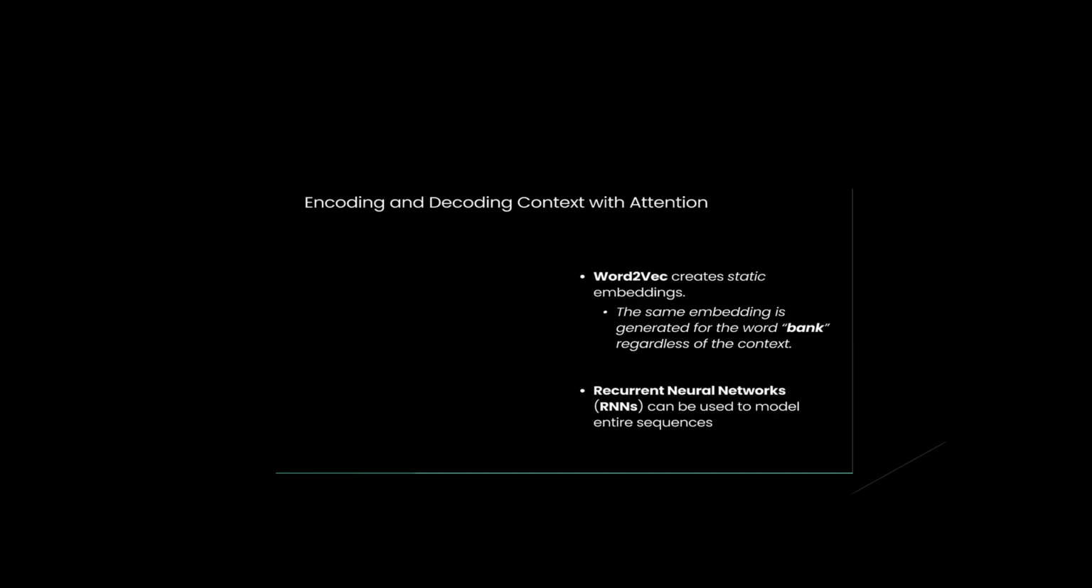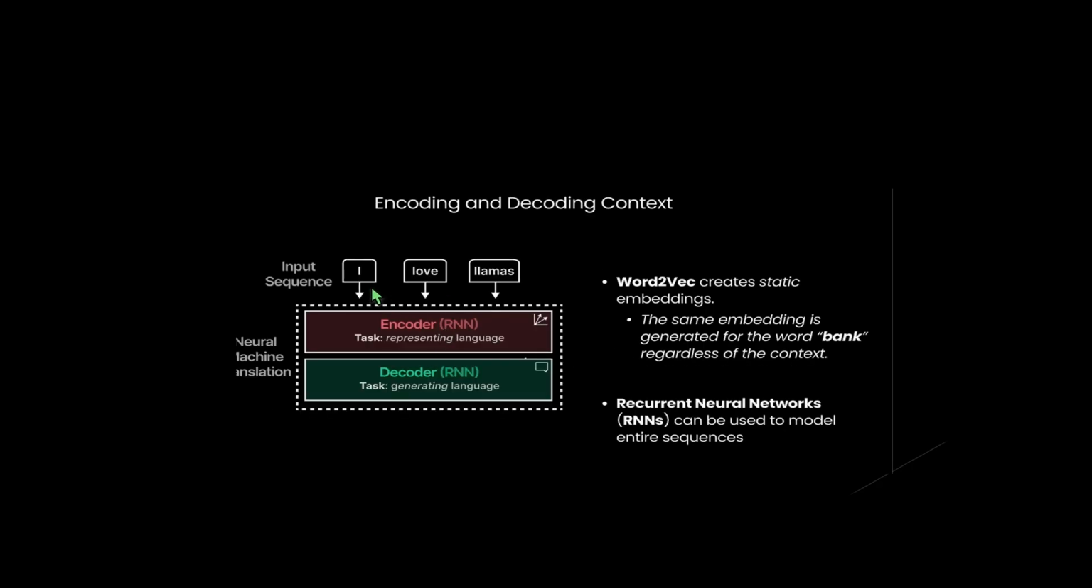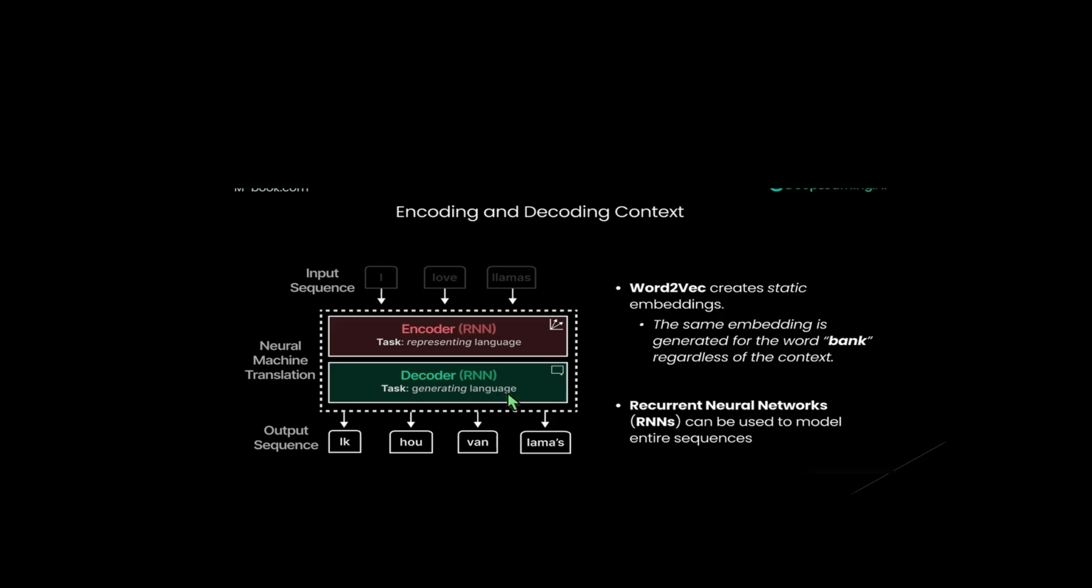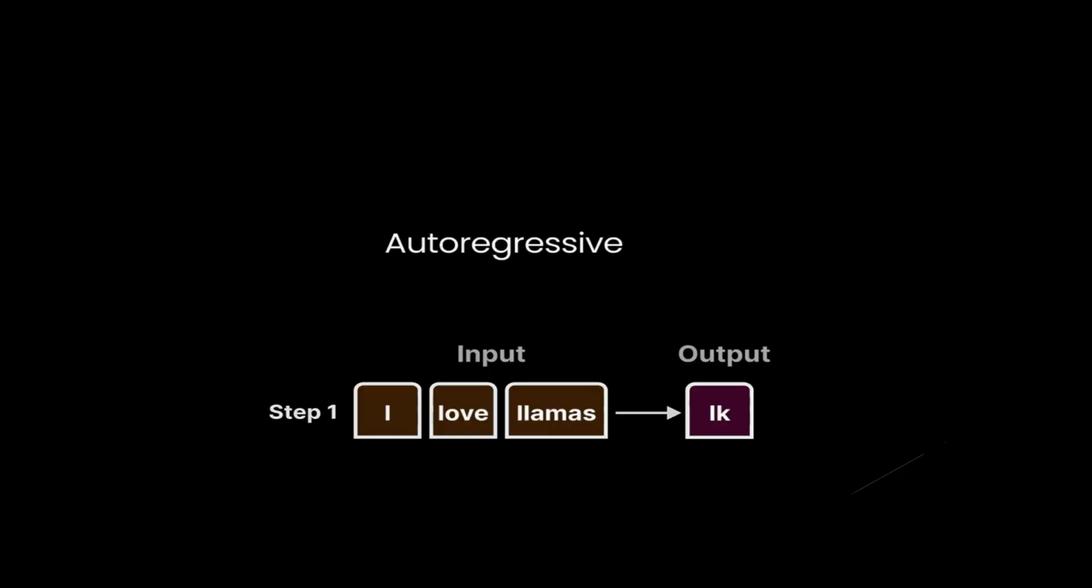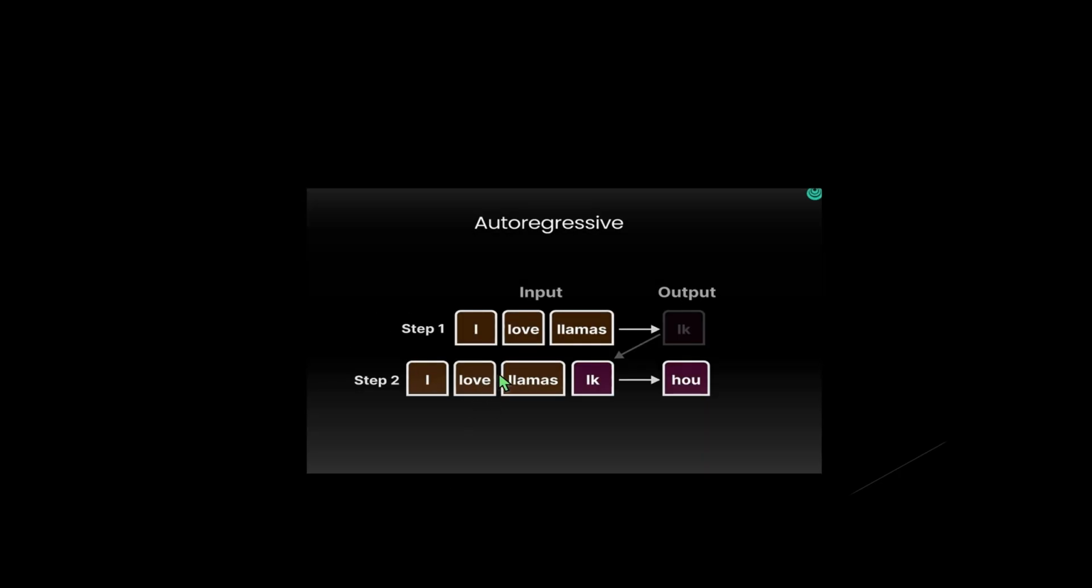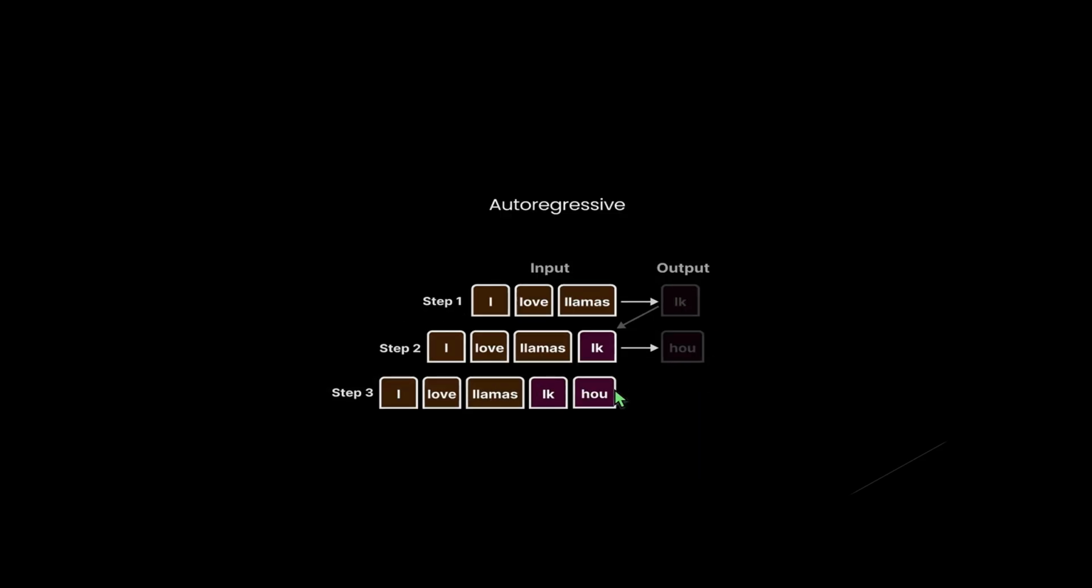Imagine translating a sentence from English to French. Take the example, I love llama. In a traditional sequence-to-sequence model, the system processes each word one at a time. First, the words are converted into vectors, as we discussed earlier with embeddings, because neural networks can only work with numbers. These vectors are then passed to the encoder RNN, which captures the context or meaning of the input sequence. The decoder RNN then takes this encoded information and generates the output. In this case, the French translation.